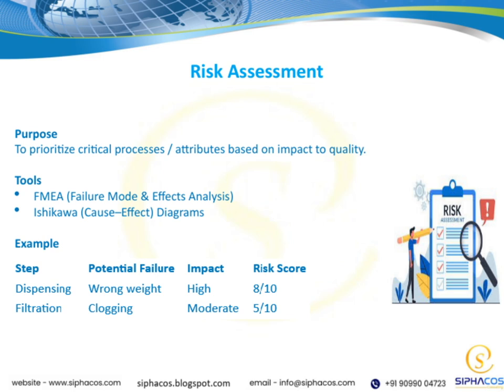Using FMEA, we might identify a potential failure in a component that could affect product quality. Then, with the Ishikawa diagram, we could explore all possible causes for that failure, such as equipment issues, human error, or material defects. This comprehensive approach ensures we're addressing risks systematically and thoroughly.